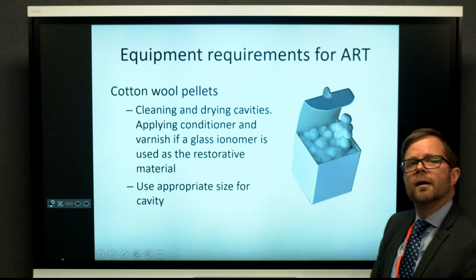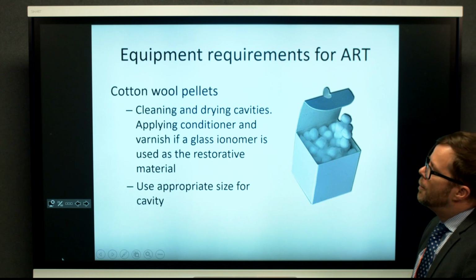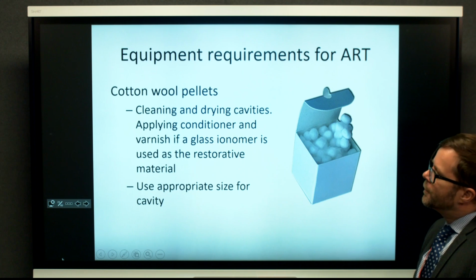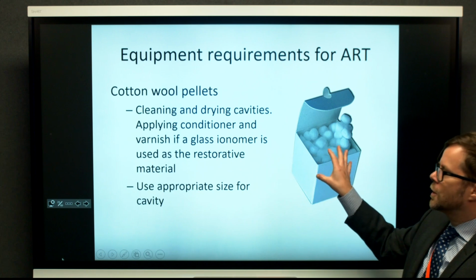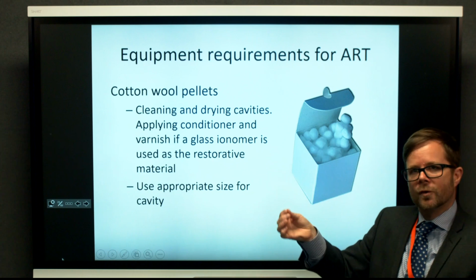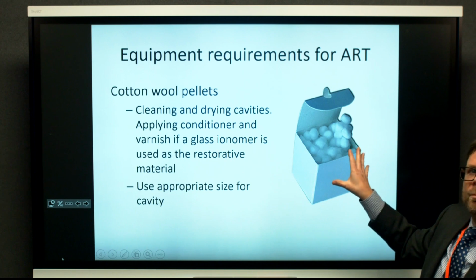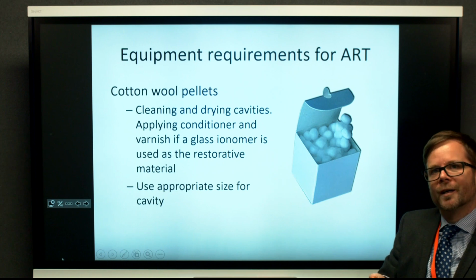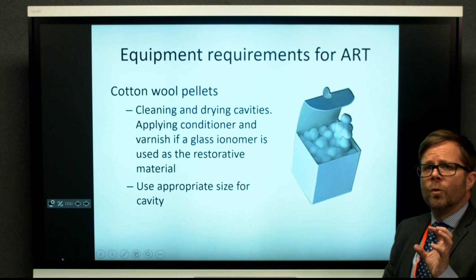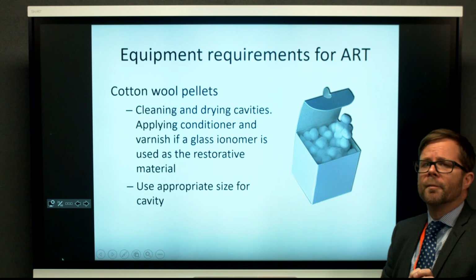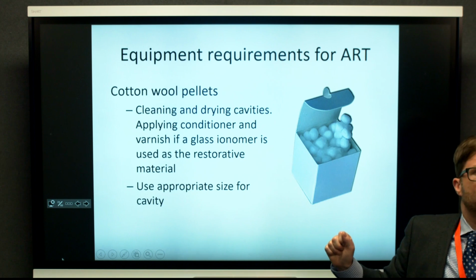Cotton wool pellets are very useful, particularly if you don't have a triplex syringe with water or air. They can be used for washing the cavity, so a soaked cotton pellet can be used on the end of the tweezers to wash out the cavity, and then dry cotton pellets can be used to dry the inside of the cavity after you've washed it. And remember, with GIC, we don't need a super dry cavity. So these are quite adequate in the absence of compressed air.